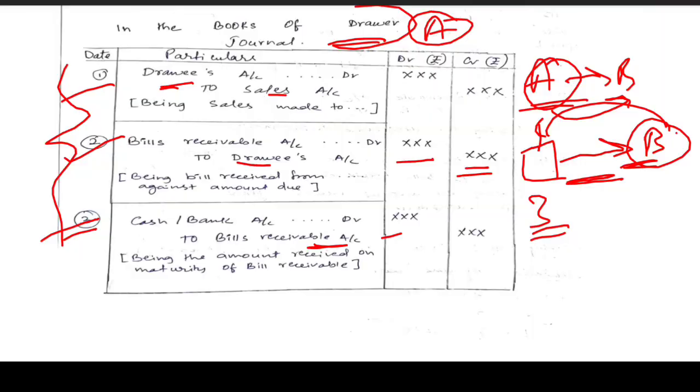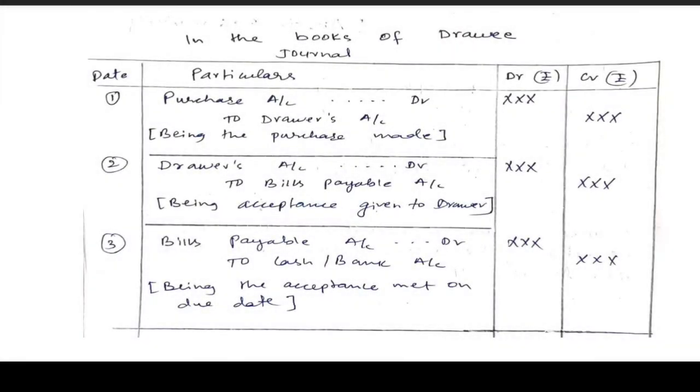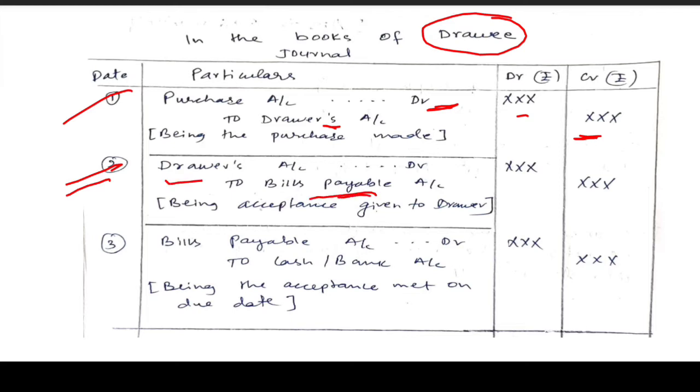Now let's see some entries in the books of drawee. The first entry is for purchase. In the books of drawee we make the entry for purchase. As B has purchased some goods from A, the entry will be purchase account debit to A's account. Amount will be in debit and credit. The second entry will be when acceptance is made. B has accepted the bill from A. For that, the second entry will be drawer's account debit to bills payable account. And the third entry is when B pays the amount to A. The entry will be bills payable account debit to cash or bank account. Amount will be in debit and credit.